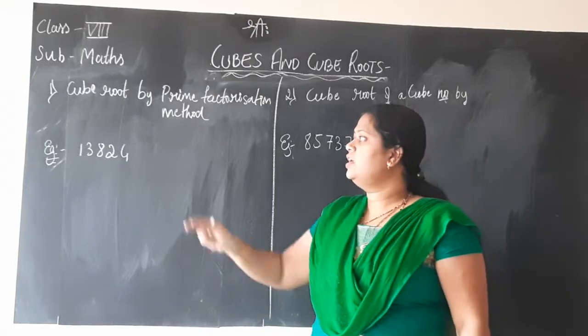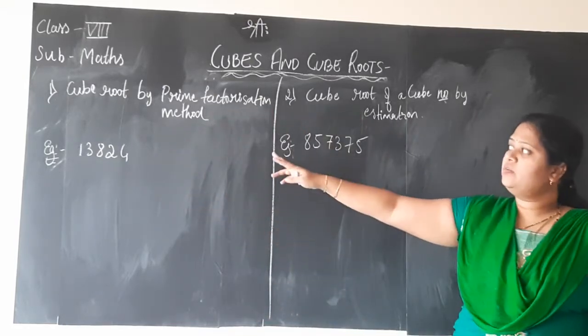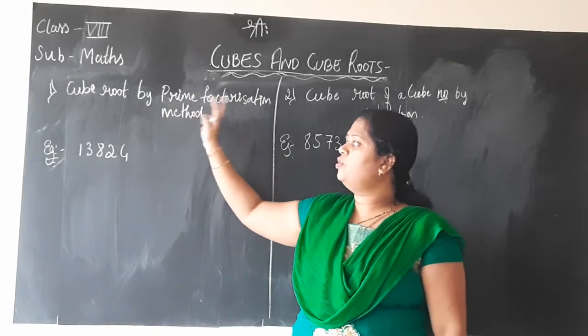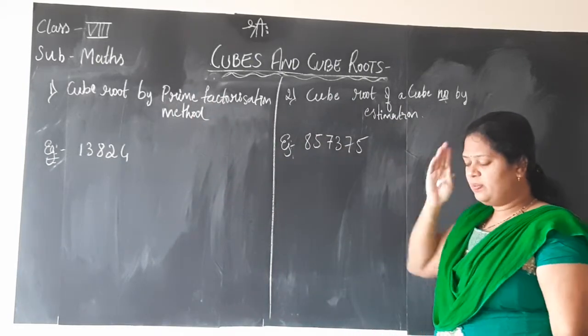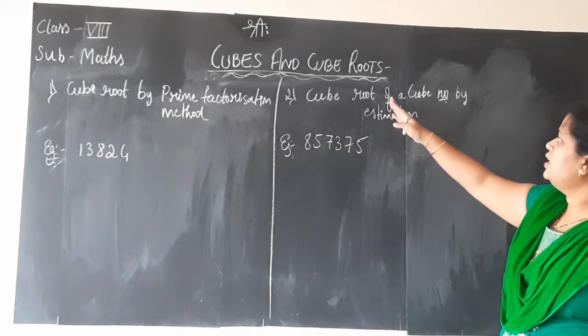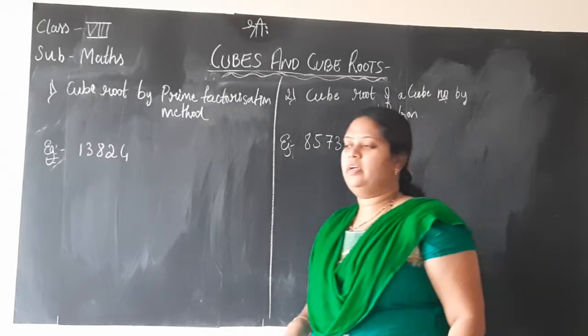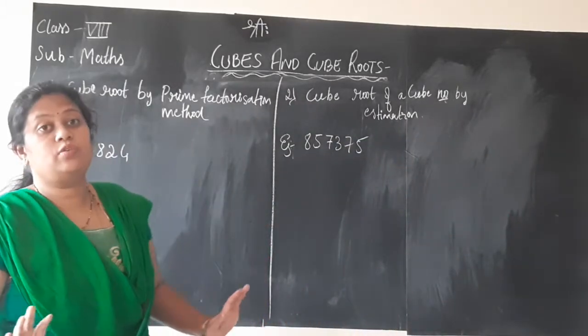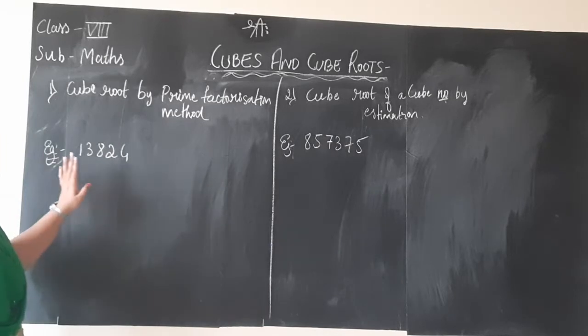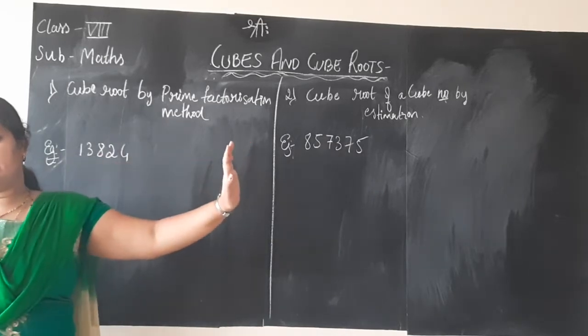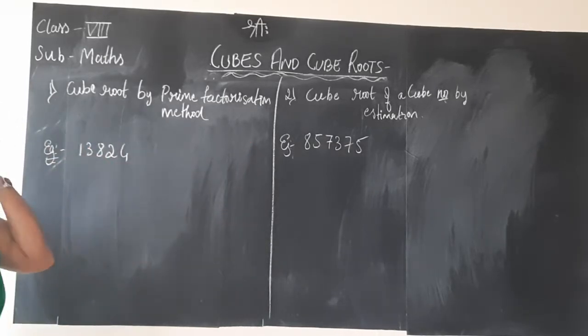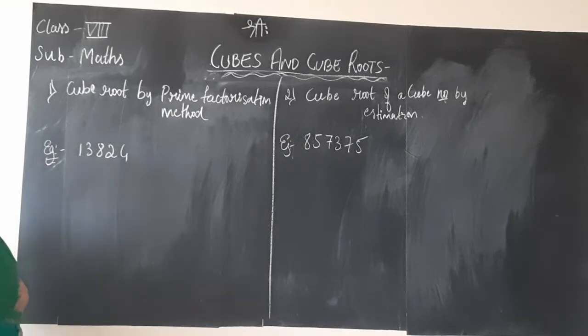So children, we are learning two methods. First method is to find the cube root by prime factorization method, and the second is to find the cube root of a cube number by estimating the cube root. How shall we learn? I am explaining with the help of one example problem. Then we can start with the exercise, the last exercise of this lesson, children.